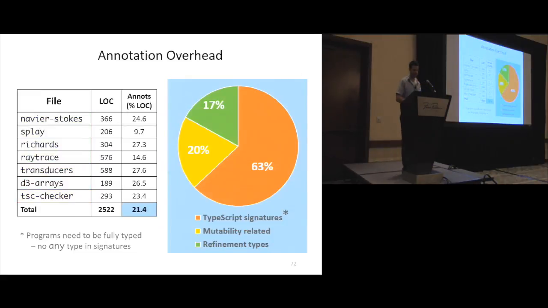The annotation overhead to get these to check with our tool was roughly 1 line of annotation for 5 lines of code. However, most of these annotations were actually used for providing TypeScript signatures, so the basic type signatures. As a note here, our programs do need to be fully typed, so no gradual typing in the form of the dynamic type any in the signatures. 20% of the annotations were mutability related, and just 17% was dedicated to value-based refinements.